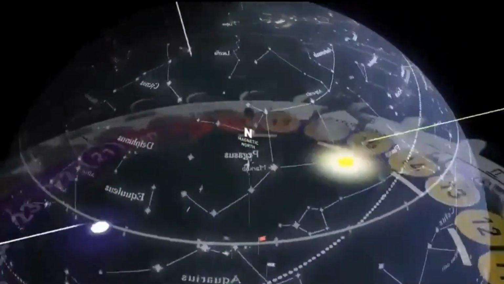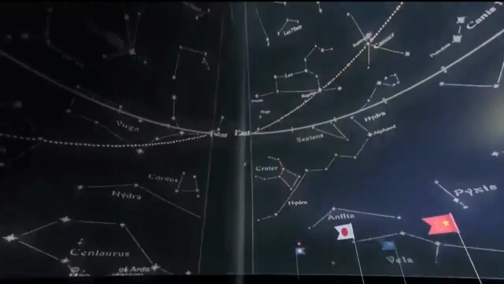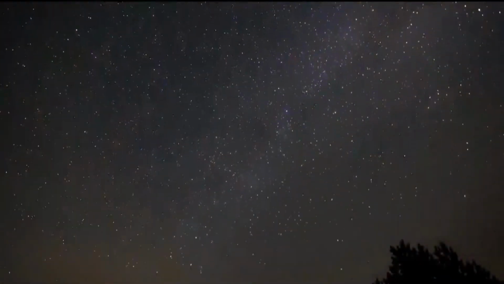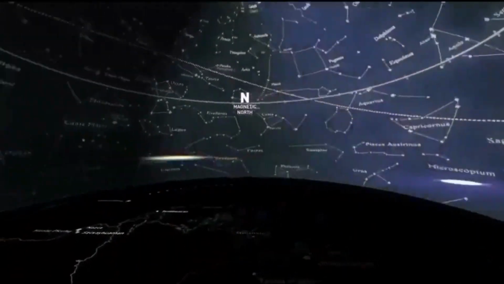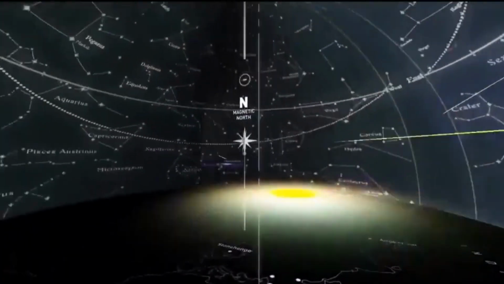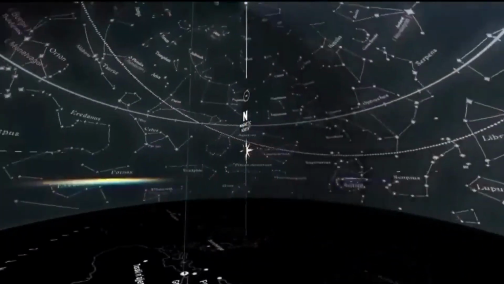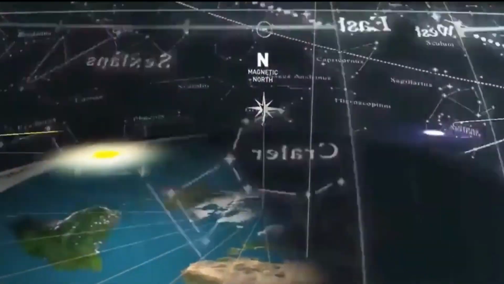We live on a flat, intelligently designed Earth, with the luminaries rotating above us. As the scriptures say, the heavens declare the glory of God, and the firmament shows his handiwork. And they that be wise shall shine as the brightness of the firmament, and they that turn many to righteousness as the stars forever and ever.